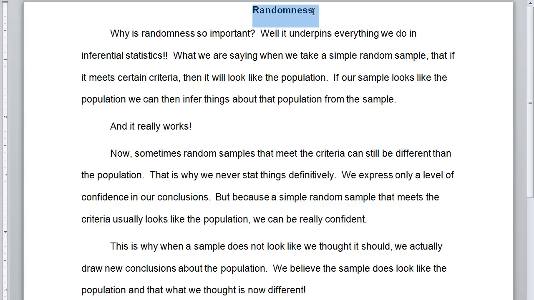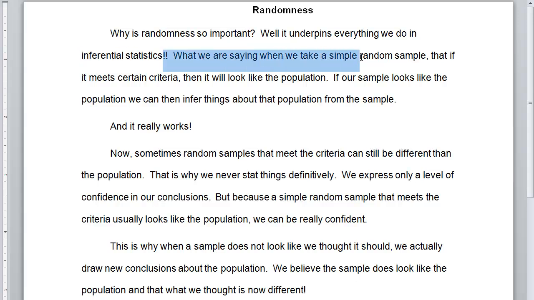So randomness is this thing that I really harp on, and it's why I spend so much time on the simulations, and I think it's important. But why is randomness so important, right? Well, it underpins everything we do in inferential statistics. It's really the reason why inferential statistics works.